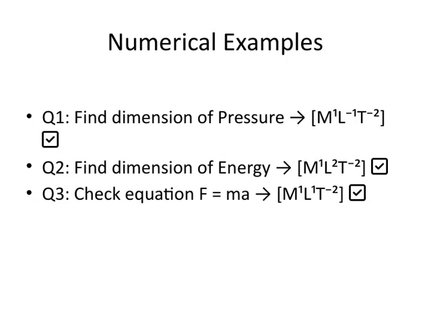Let's look at some practical examples to understand dimensions better. First, for pressure, the dimension is m1L-1T-2. This makes sense because pressure is force per unit area, and force itself has the dimension of mass times acceleration. Next, for energy, the dimension is m1L2T-2. Energy relates to work done, which involves force and displacement, so its dimensions reflect that relationship.